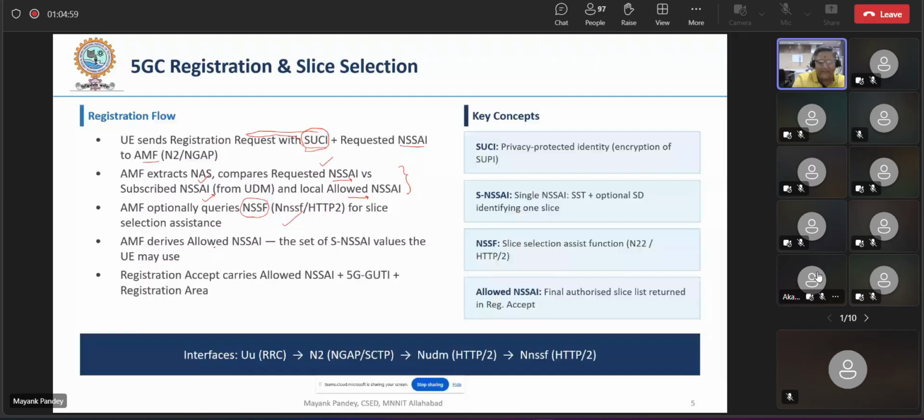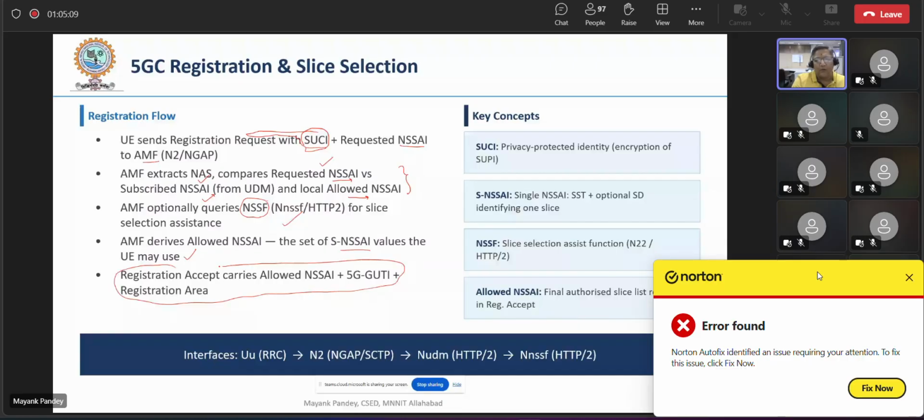AMF sets the slice and sets the SNSSAI values which UE may use, and then finally the registration accept request is forwarded to UE with allowed NSSAI, GUTI or global unique identifier, and plus registration area.